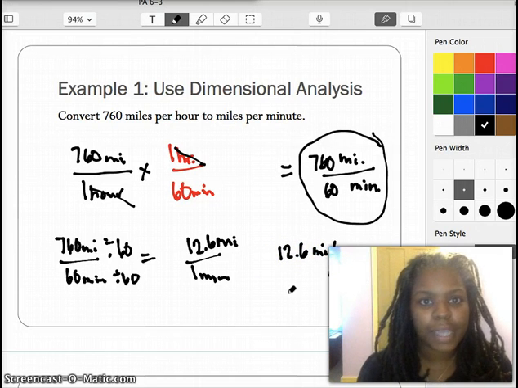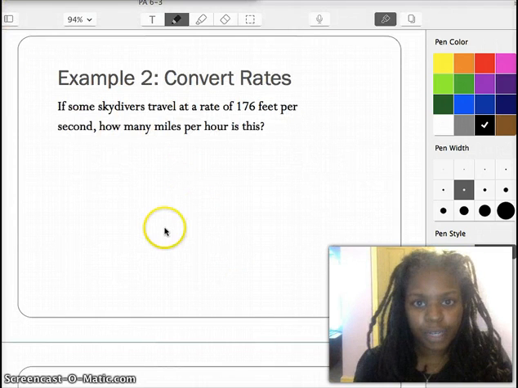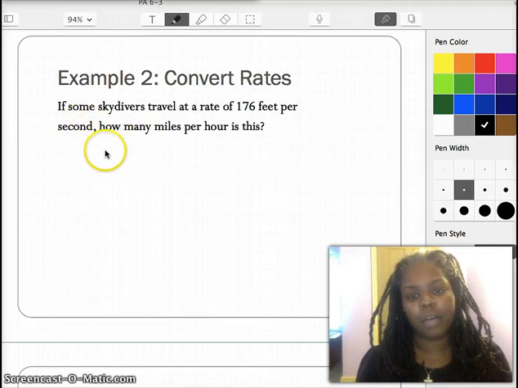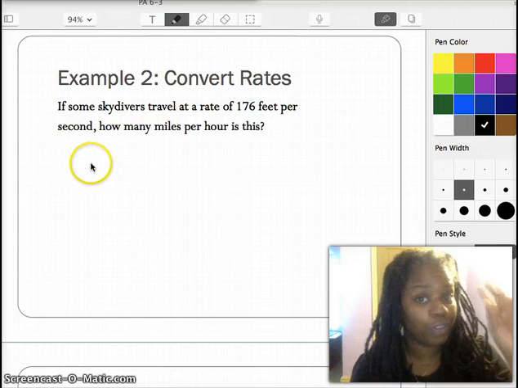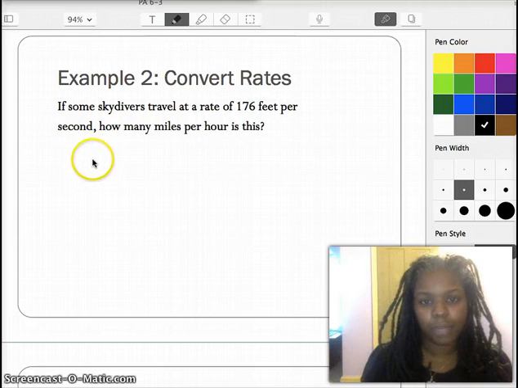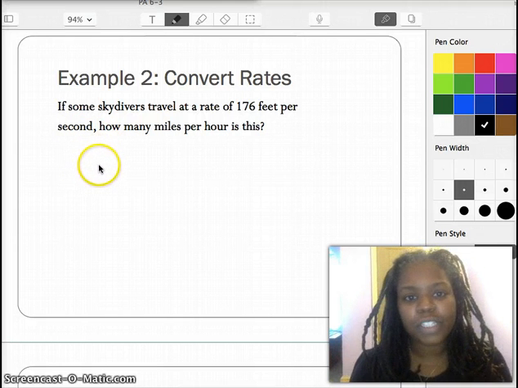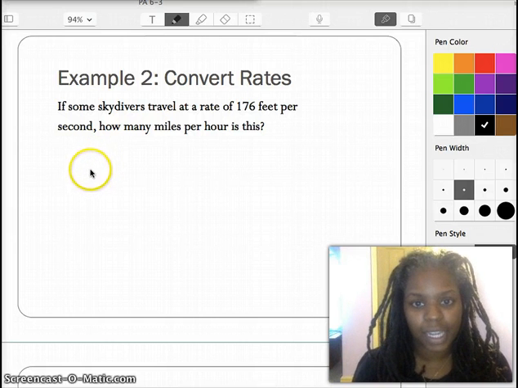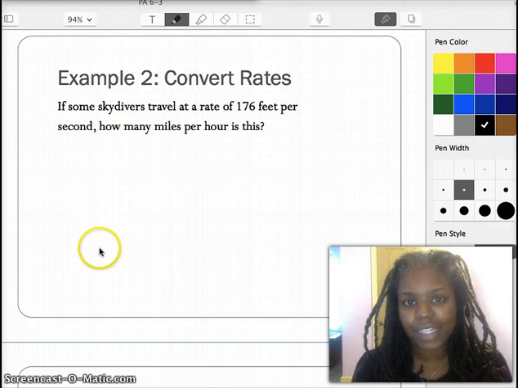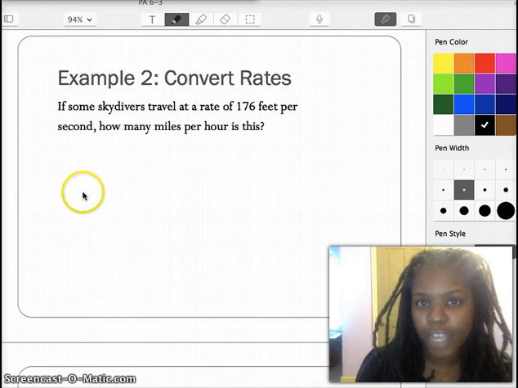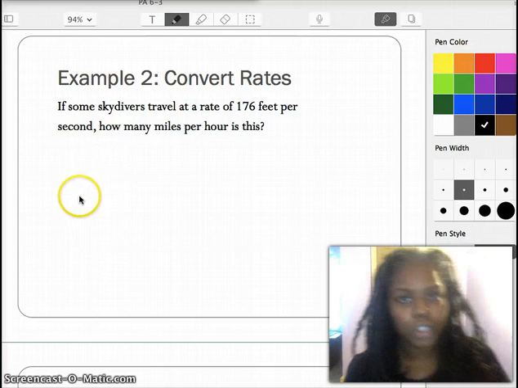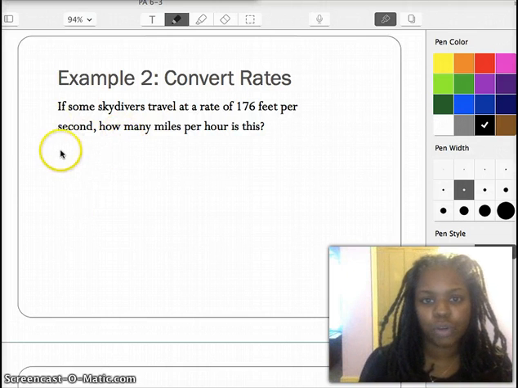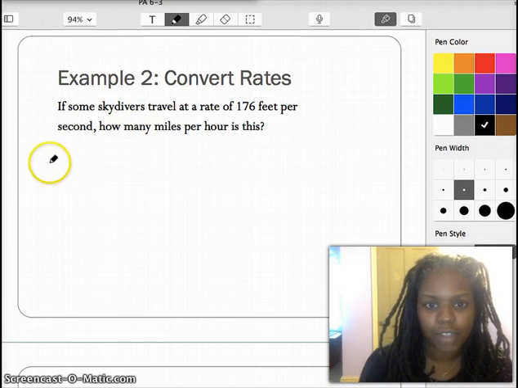Let's do another example. Here in example 2, we are going to convert rates. Now here's the deal. We have a situation where we're going to convert 2 rates, so that's why it's important to keep track of what's going on. If some skydivers travel at a rate of 176 feet per second, how many miles per hour is this? So we're going from feet per second to miles per hour. There are 2 things that we need to do, and we need to look back and make sure we've got our stuff in order.